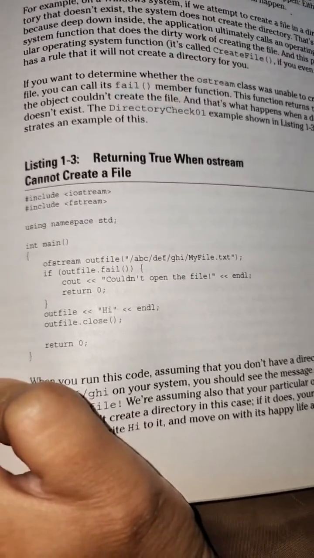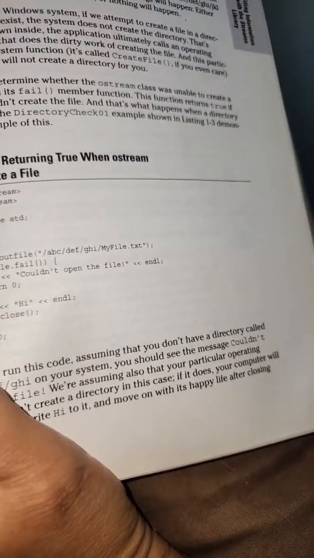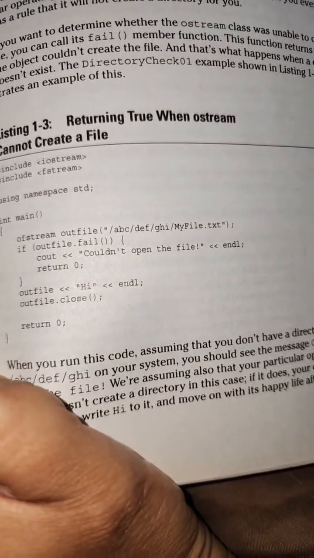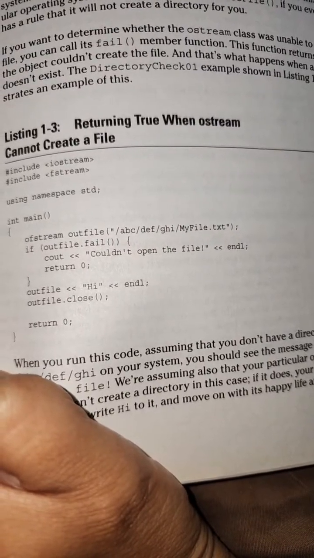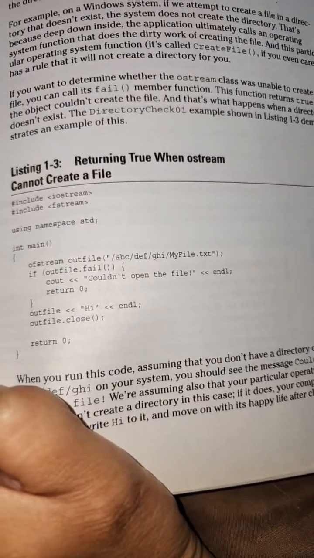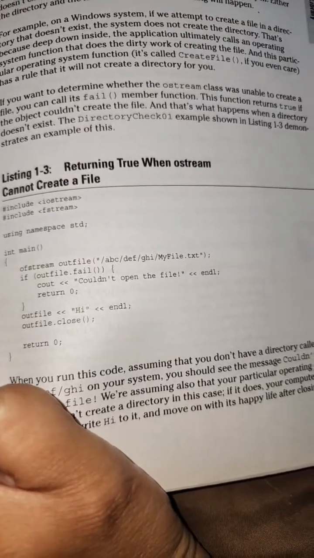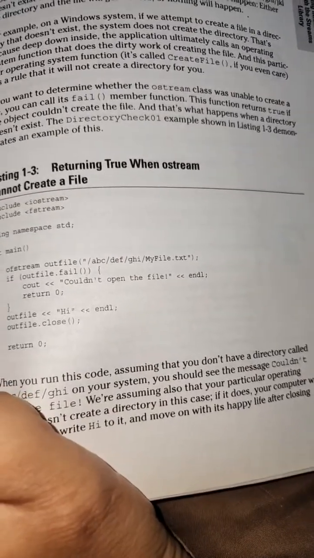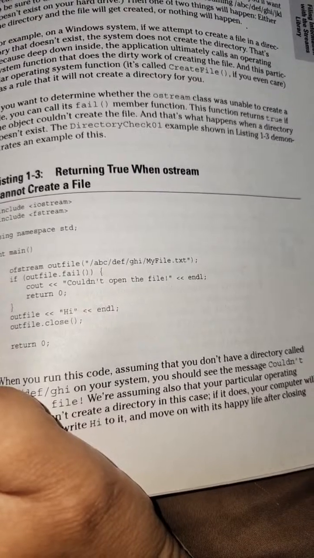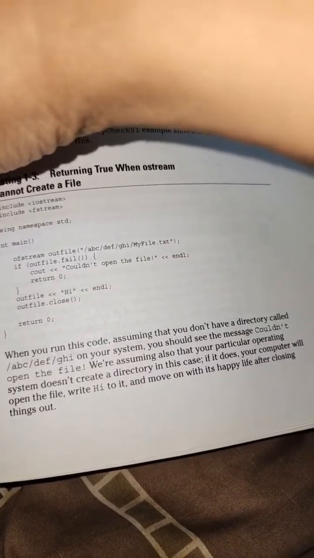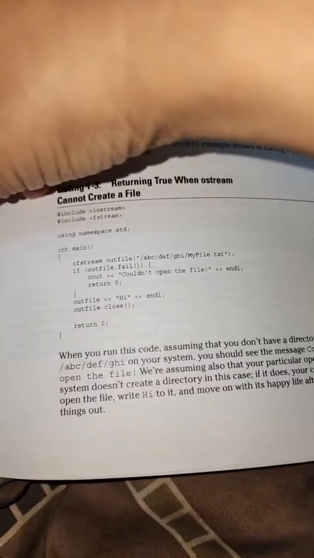When you run this code, assuming that you don't have a directory called /abc/def/ghi on your system, you should see the message couldn't open the file. We're assuming also that your particular operating system doesn't create a directory in this case. If it does, your computer will open the file, write hi to it, and move on with its happy little life after closing things out.